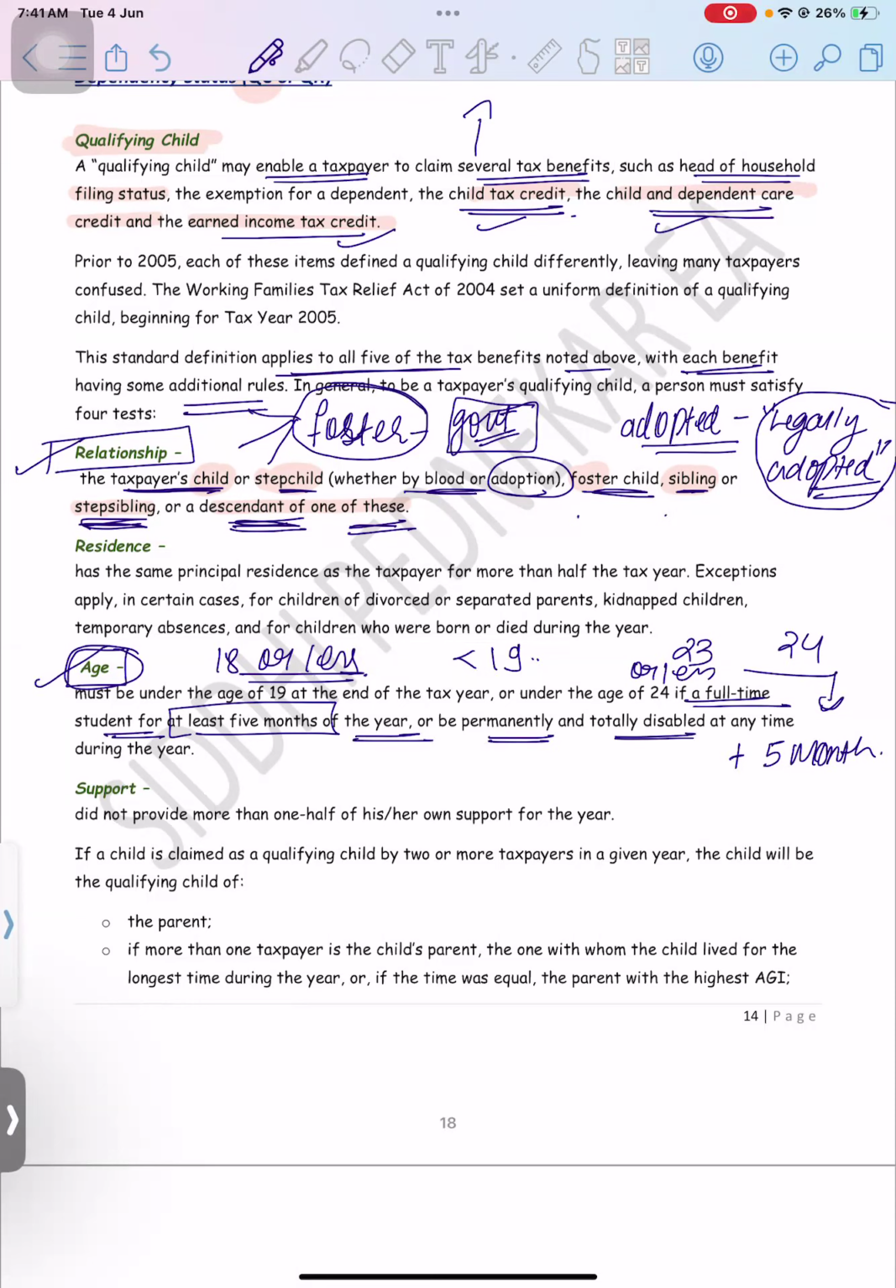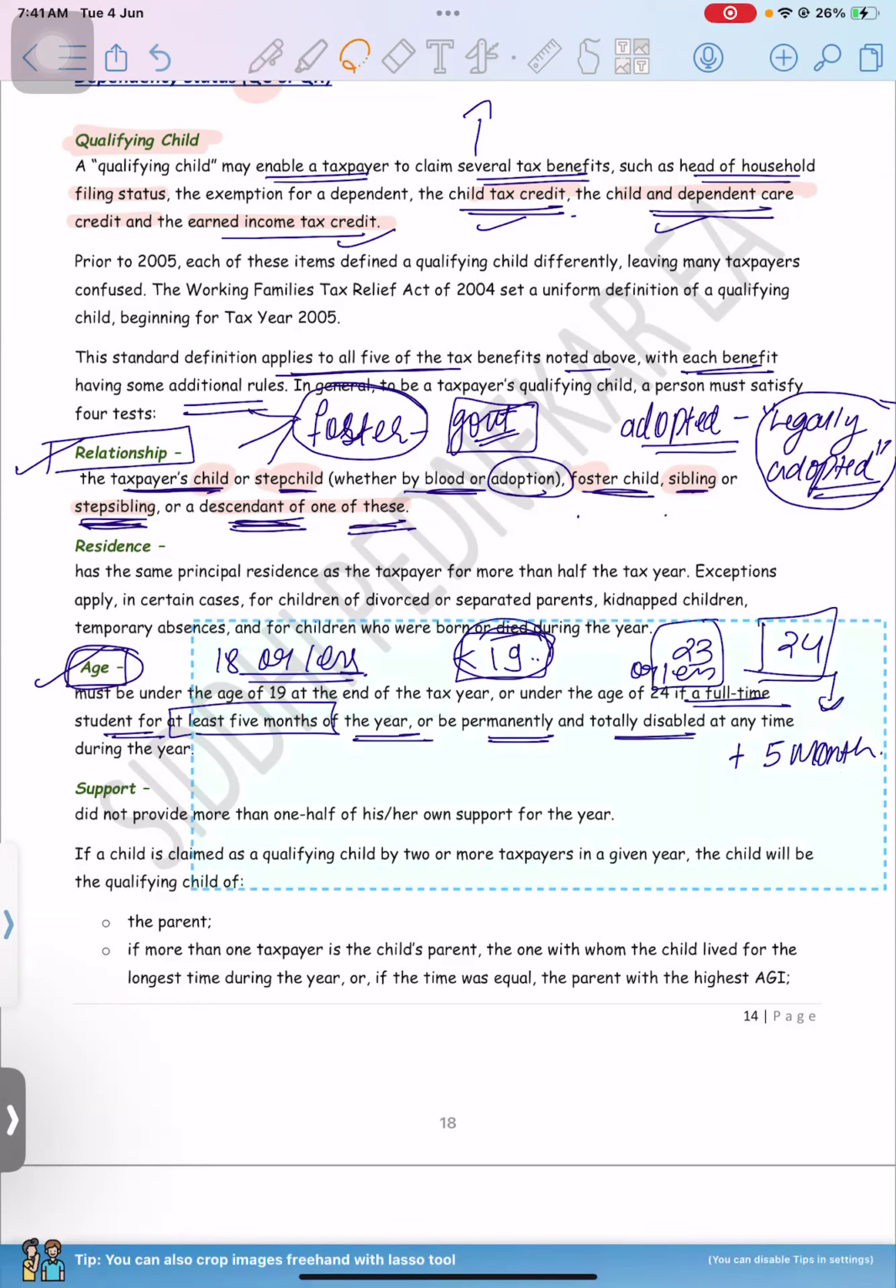In the credits chapter, we will see that there are many age limits. In case of dependent care benefit, the age limit changes to 13 years or less. In case of child tax credit, it is changed to 17 years or less. So please understand and remember these age limits, they are very important.